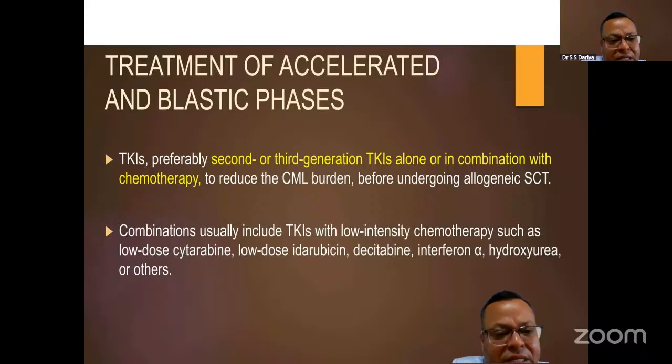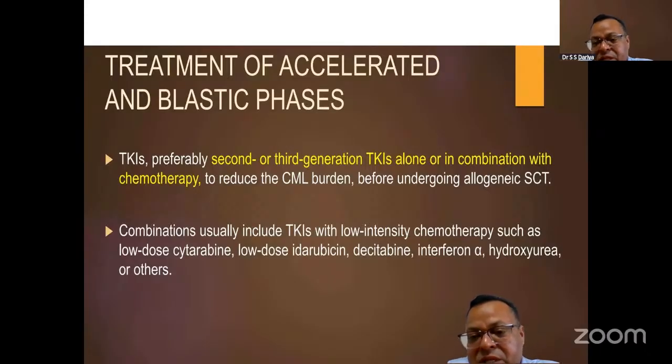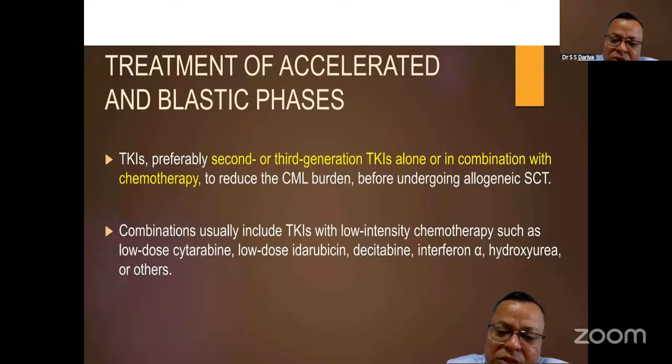So that was the chronic phase treatment. Now come to the accelerated and the blast phase. TKIs, preferably second or third generation, are used either alone or in combination with chemotherapy. I will tell you what the chemotherapy agents are, and they reduce your CML burden before undergoing SCT, stem cell transplantation. Usually the TKI is combined with low intensity chemotherapeutic agents like low dose cytarabine, idarubicin, decitabine, interferon alpha, and hydroxyurea before the allogeneic stem cell transplant.